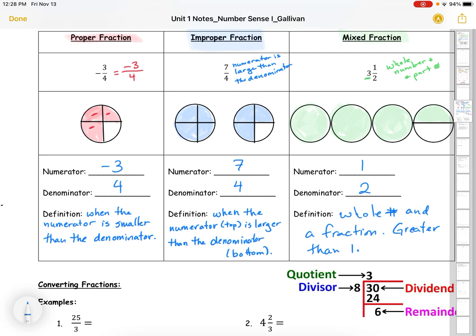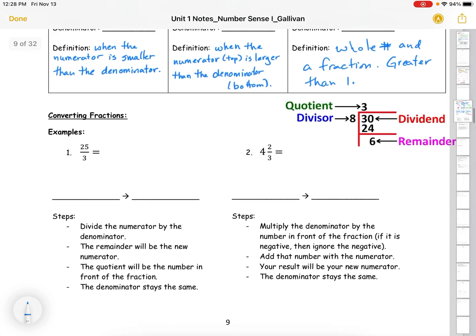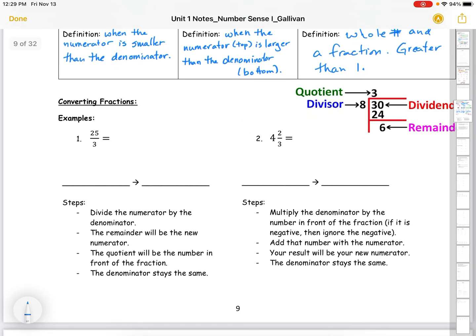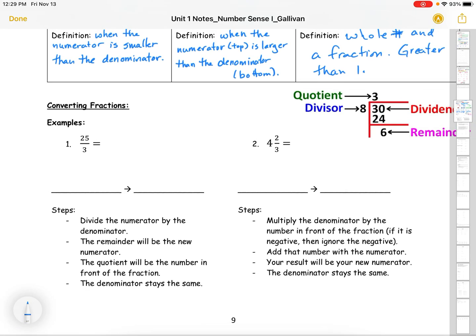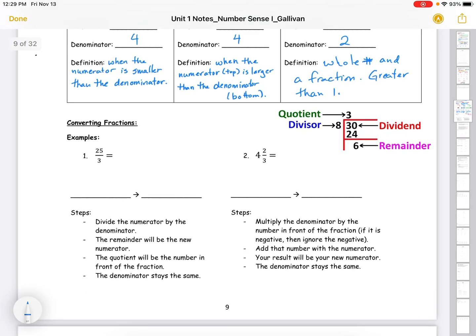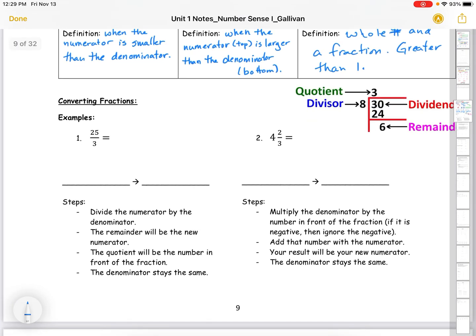Okay? Alrighty. Now, we're going to do some practice converting some fractions. So, when we're converting fractions, if we have here, we've got 25/3. Now, I've got it broken down here in terms of long division, how you would break that in. We've got our quotient and our divisor, remainder.